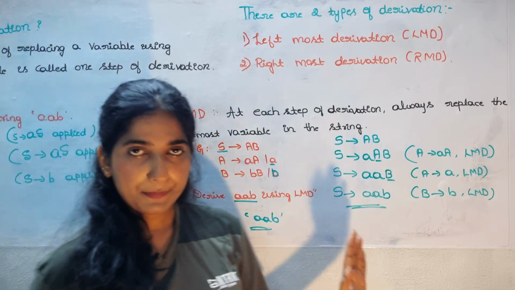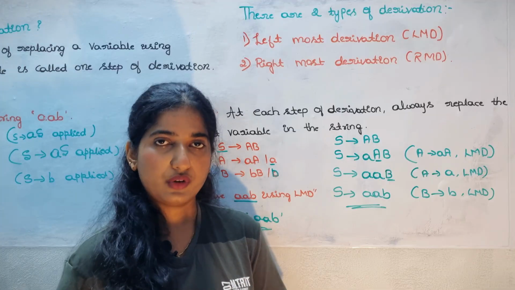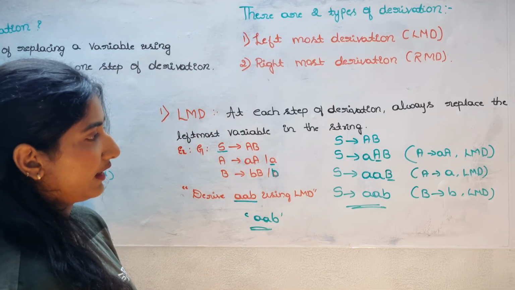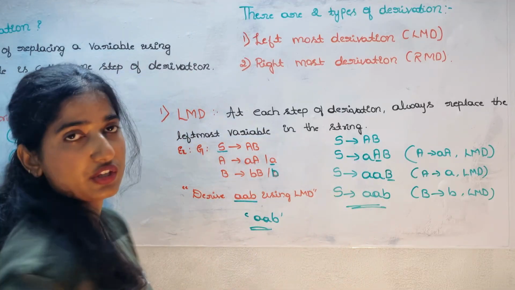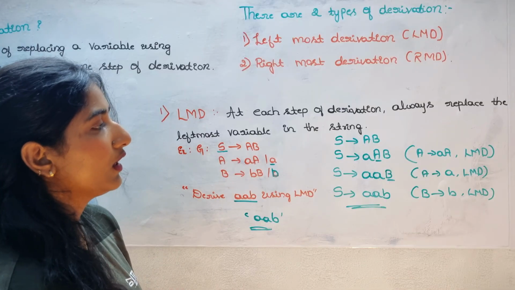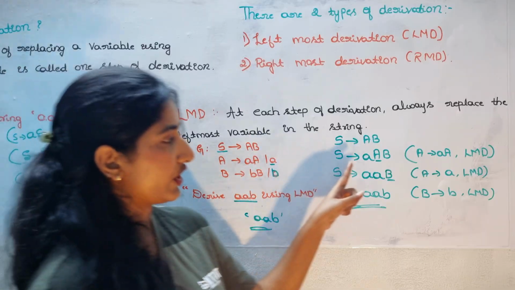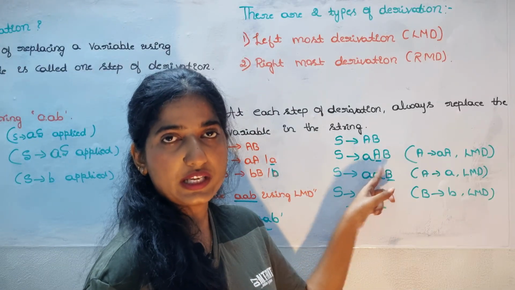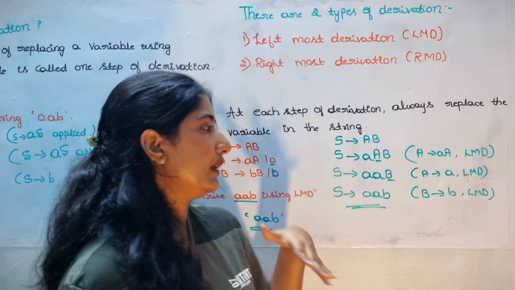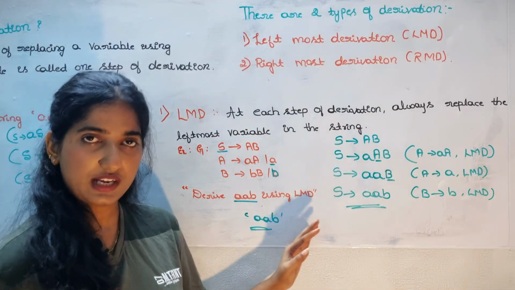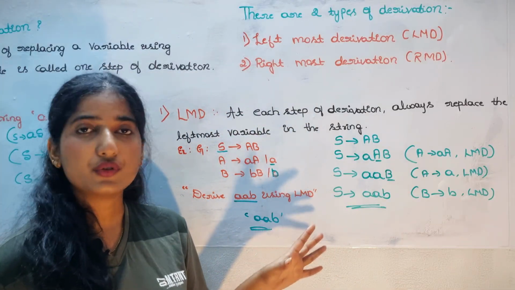So simple thing, in leftmost derivation what you have to do, you just look at the production rule. Okay, you see the first variable, replace it, and then again check. Yeah, I saw this variable, replace. Yes, I saw this variable, replace. That's it. That is leftmost derivation. Now let us see rightmost derivation.